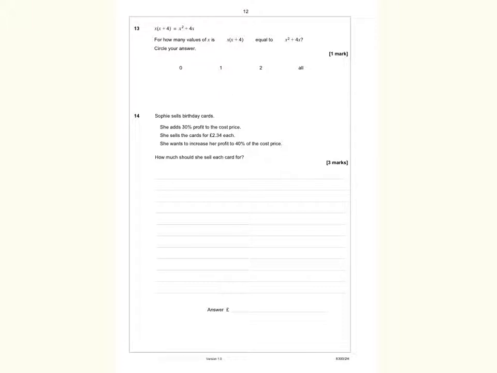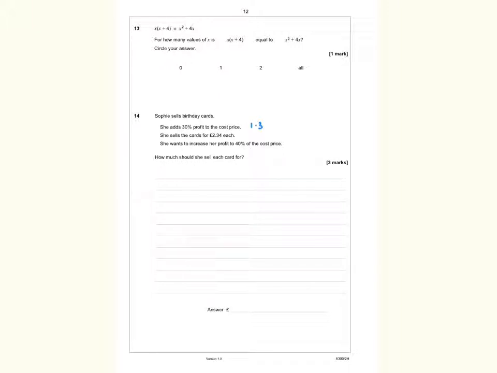Okay, so question 14. Sophie sells birthday cards. She adds 30% profit to the cost price. So there might be something to do with a 1.3. She sells the cards for £2.34 each. So there was some cost price, and when you multiply it by 1.3, it gave £2.34. She wants to increase her profit to 40% of the cost price. How much should she sell each card for?